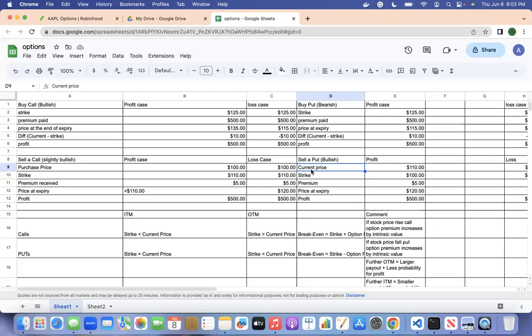So if you like a stock that you want to purchase, let's say you want to purchase Meta stock. You don't mind having 100 shares of Meta, right? So instead of directly going and just purchasing that stock, you say, you know what, I'm going to wait for the price to fall down.